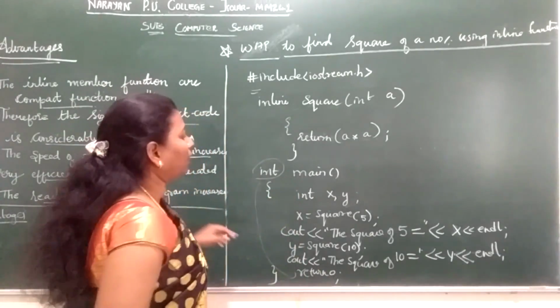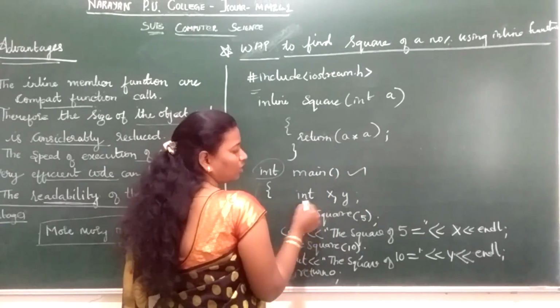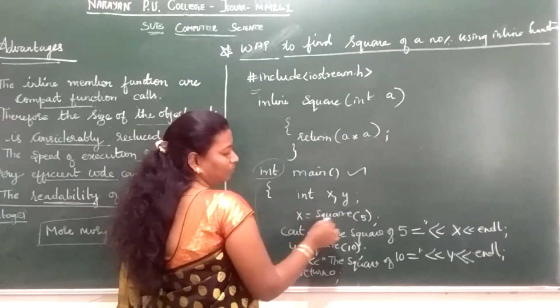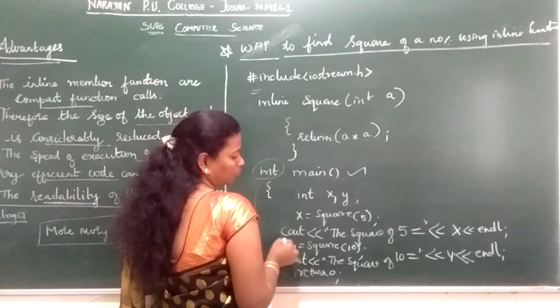Now in the main program, the program execution begins from the main program. So x and y are integer. I am taking square of 5 and giving it to x. So what am I going to do?